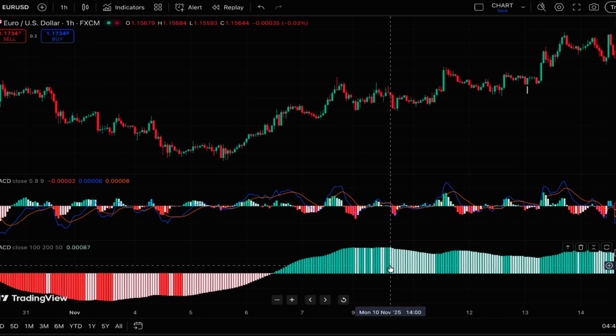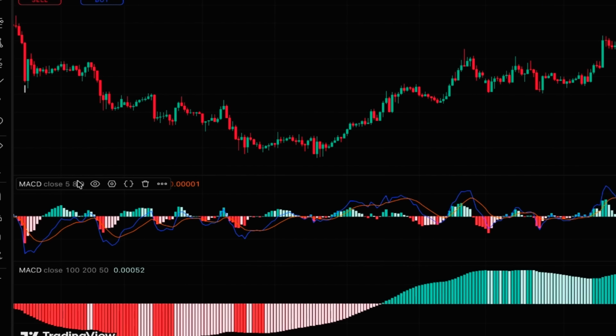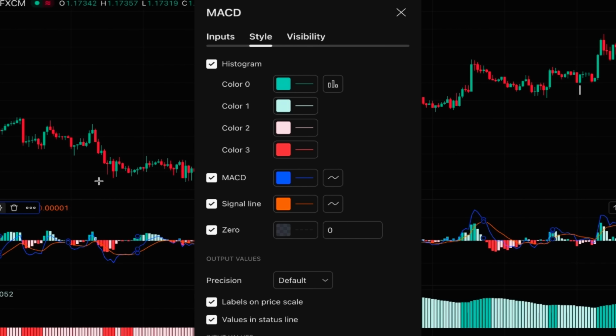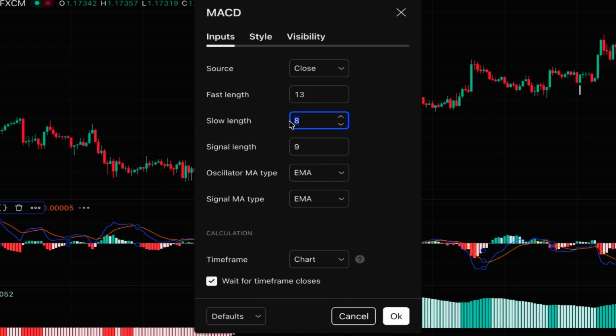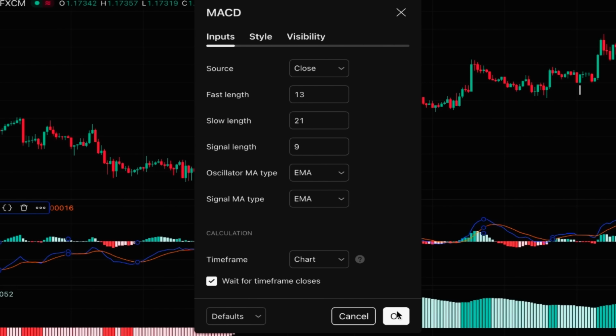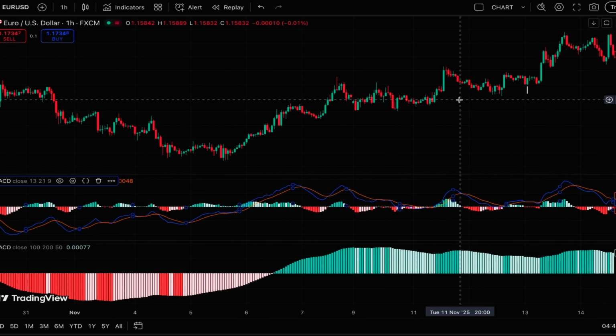In case the degree of volatility in the market that you're trading is high, instead of these settings, you can have other settings. You just need to go to the settings of the indicator, and in the inputs tab, for the fast length you can set it at 13, and for the slow length you can set it at 21. So your MACD becomes smoother and less responsive to very short-term fluctuations that are happening in the market. So you will not be distracted by the noise in the market.